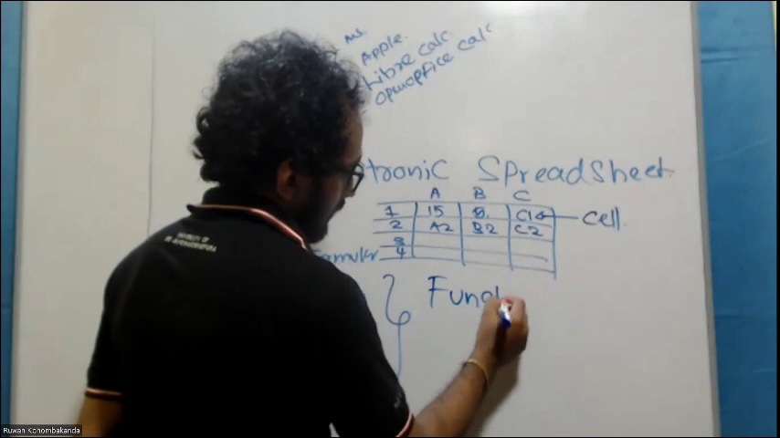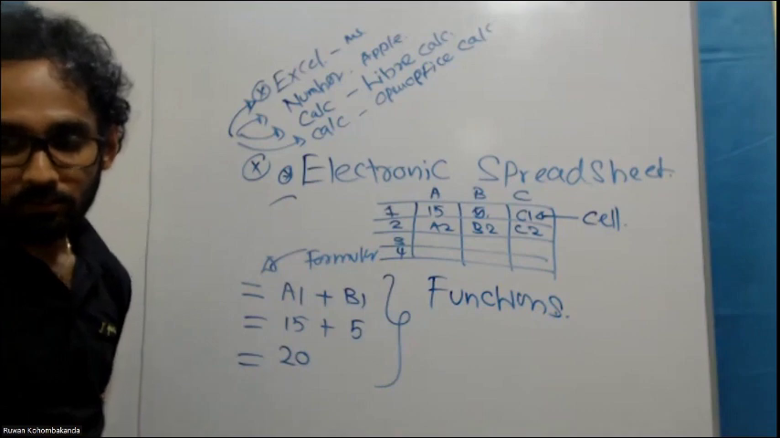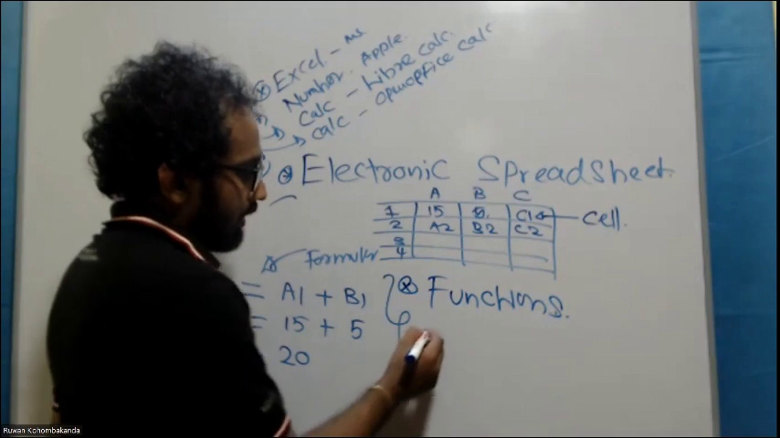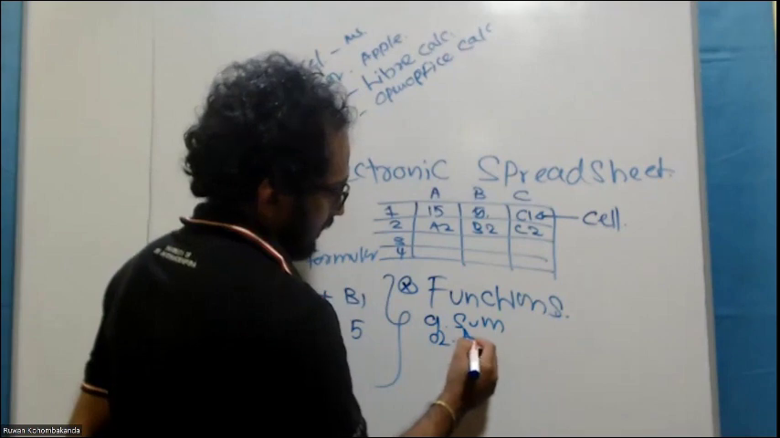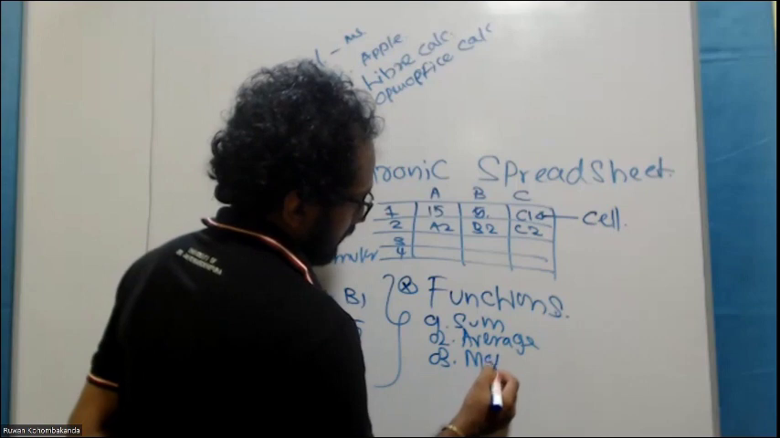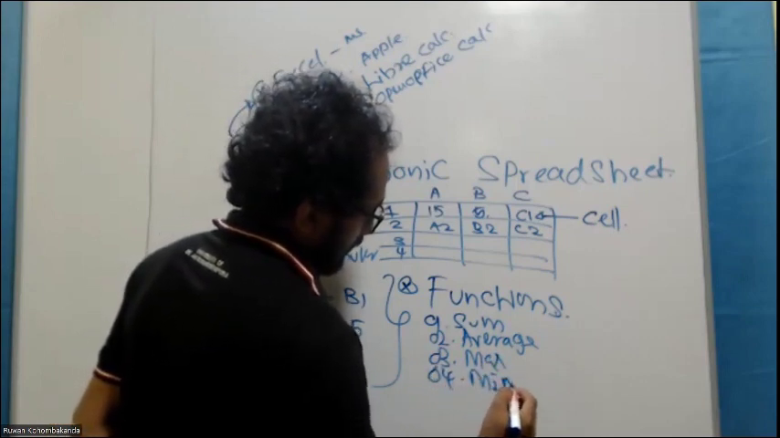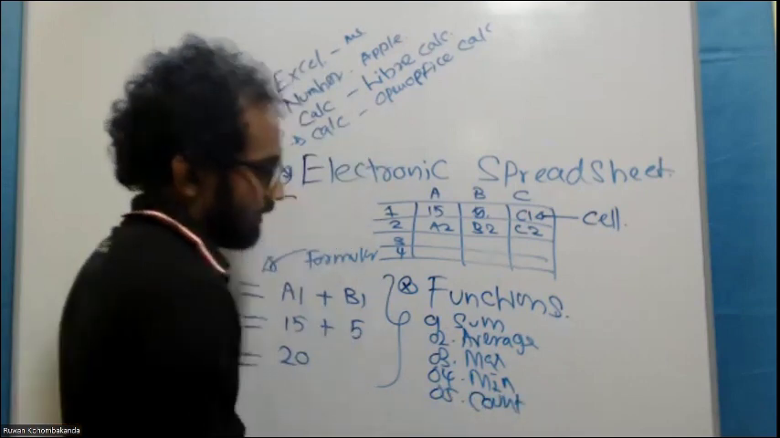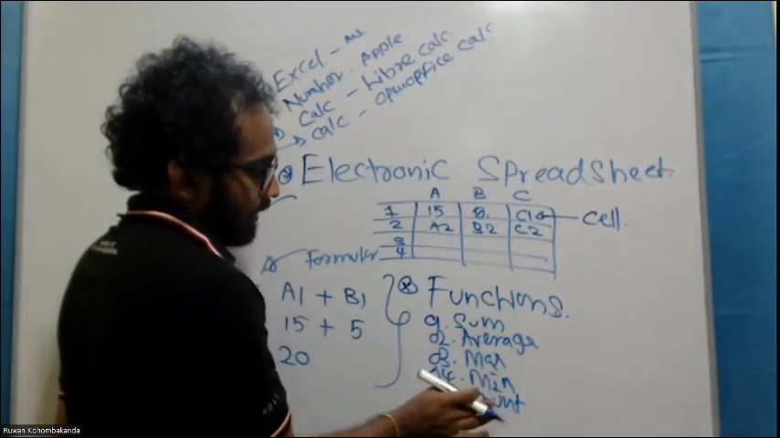Can you remember? Yes, sir. Functions. There are different types of functions we talked about at the beginning: the Sum function, average function, sum, average, max, min, count. Remember, sum, average, max, min, and count.